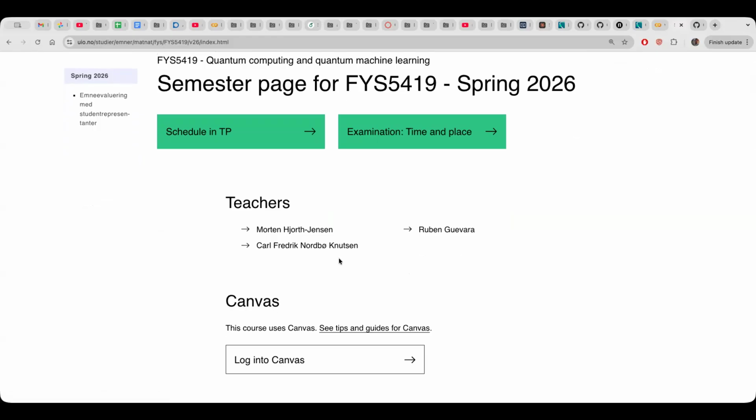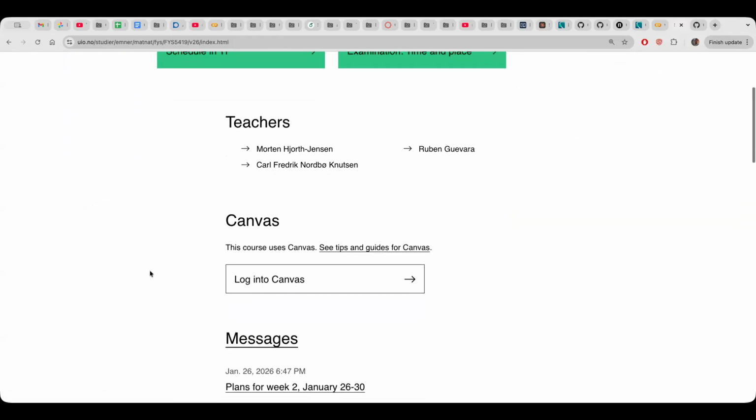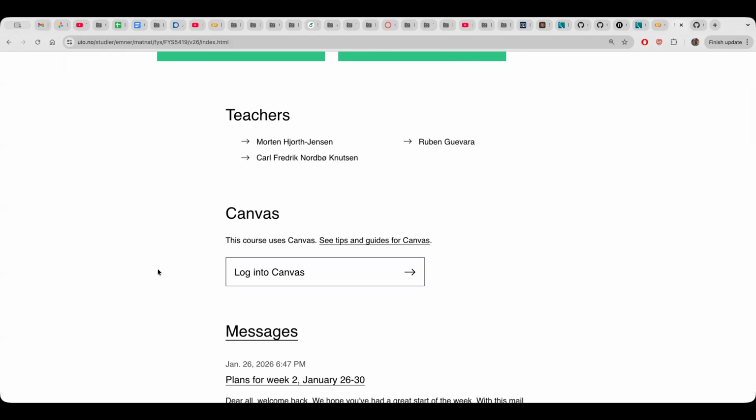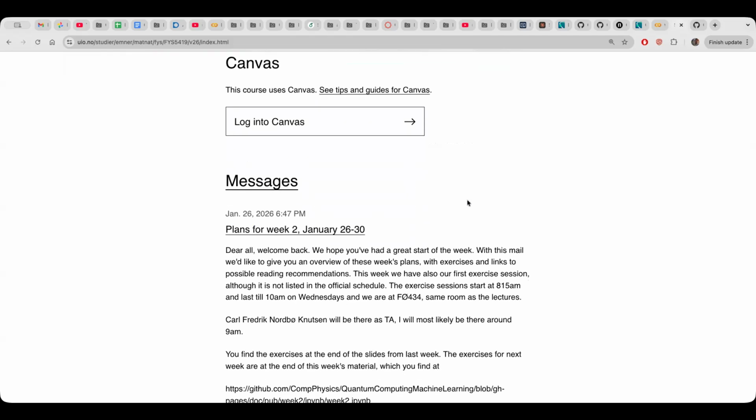Carl Frederick is going to be here for the exercise sessions, which we have in the morning. We had already a good group of people discussing exercises with him. And then I'm going to put in messages here. These are basically the same messages which you see on Canvas, which we use also for hand-in. And you can ask questions there, etc.